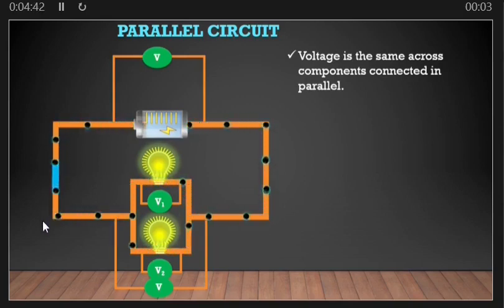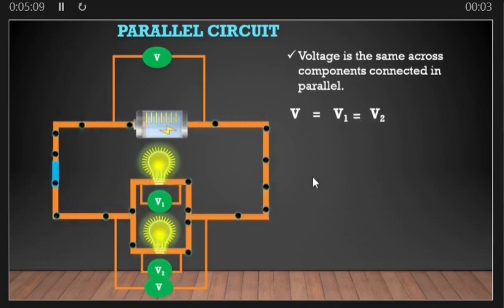So in that scenario, whatever this voltmeter detects will be the same as this voltmeter and the same as this voltmeter. What we mean is that the voltage here is equal to the voltage that will be measured here and also equal to the voltage that will be measured here. That is basically the first concept to learn about a parallel circuit.